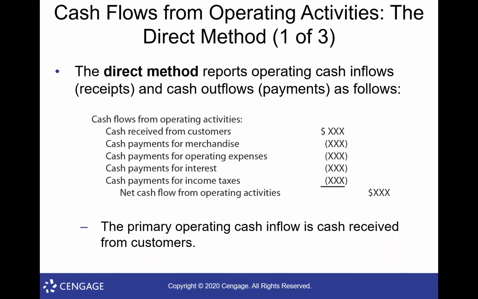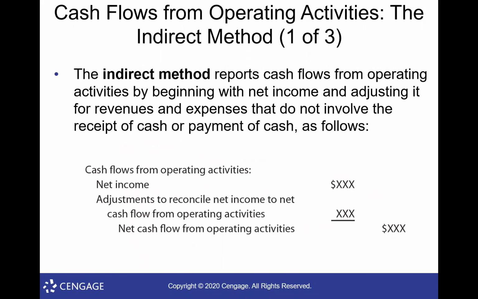So this is the direct method. It's just not used nearly as much as it used to be. So we'll focus our energy on the indirect method. What we do with the indirect method is we start with net income, and then we make adjustments to reconcile our net income to net cash flow, and that will give us our net cash flow from operating activities in that first section.